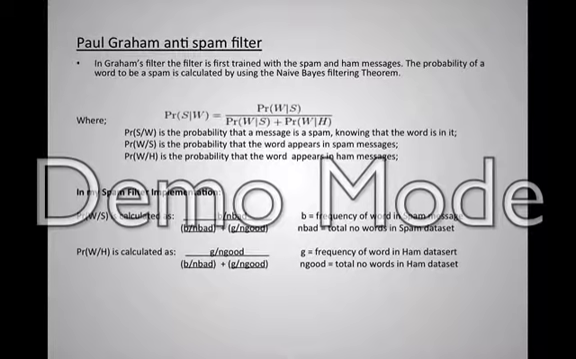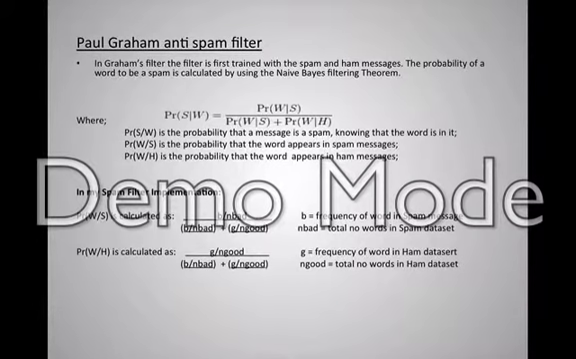Paul Graham in 2002 suggested an anti-spam filter technique using Bayes' theorem. In the formula, the probability that a message is spam knowing that the word is in it is computed from the probability that a word appears in a spam message and the probability that the word appears in ham messages.